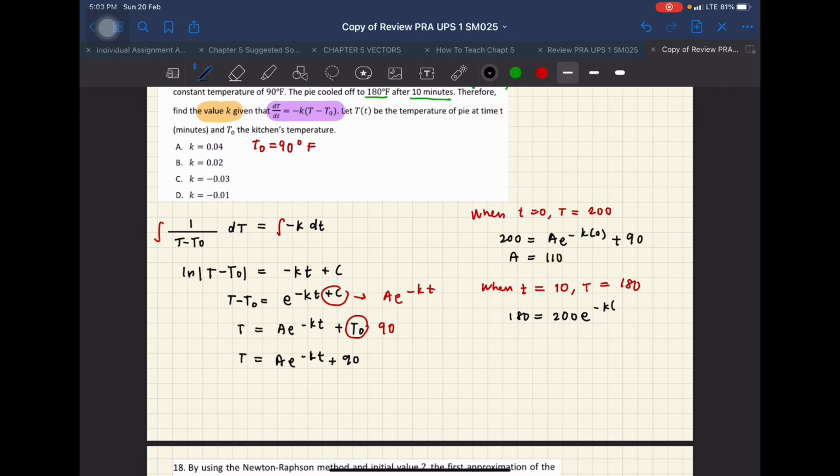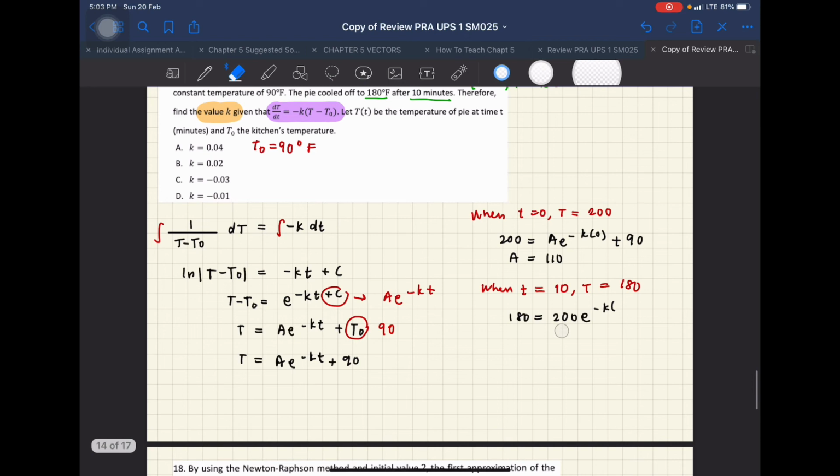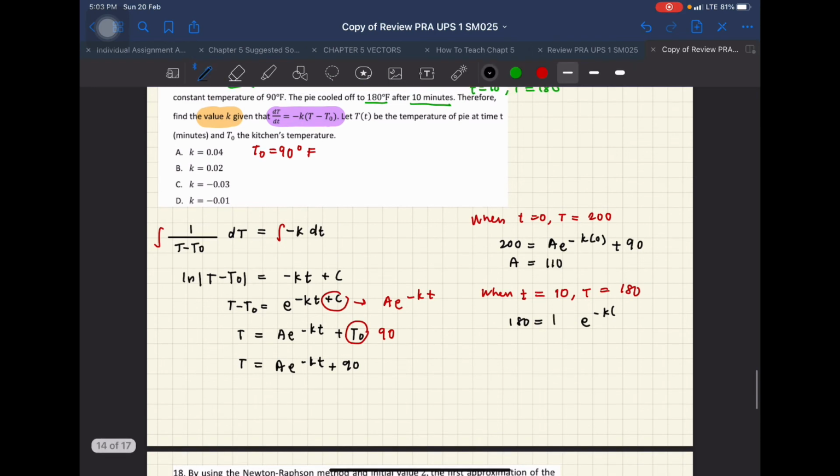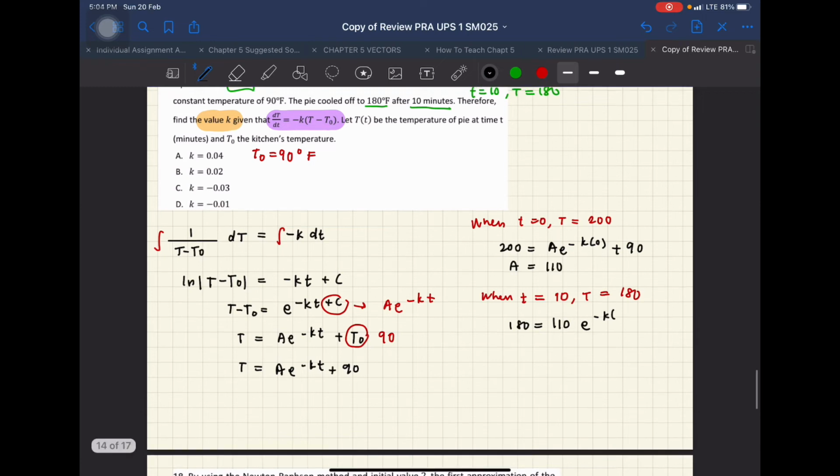Okay, so which means that this one over here, saya dapat 110. Okay, and then what do I get over there? 110 E power of negative K. So my small t is equal to 10. Alright, and then plus 90. Okay, so let's kira.